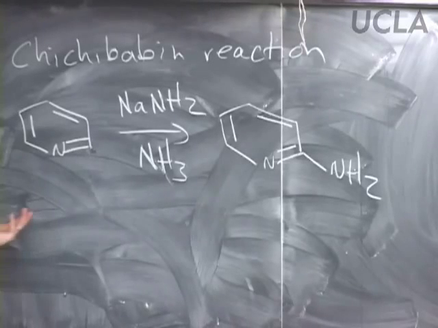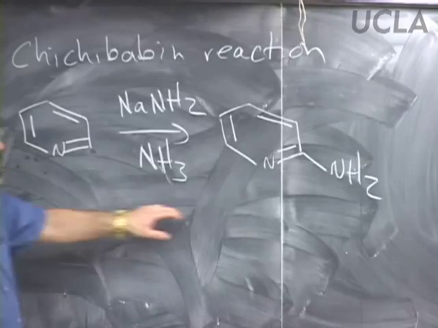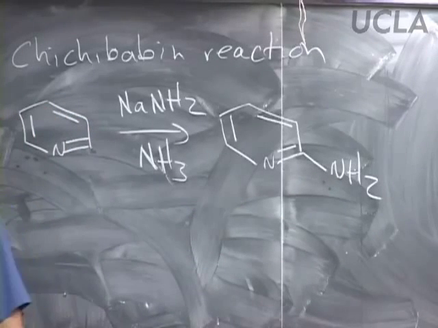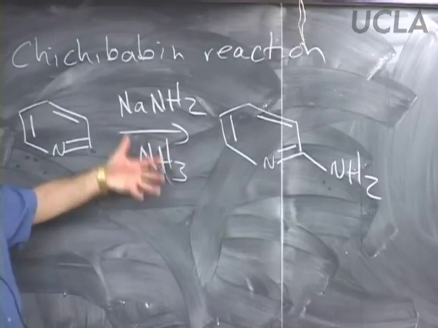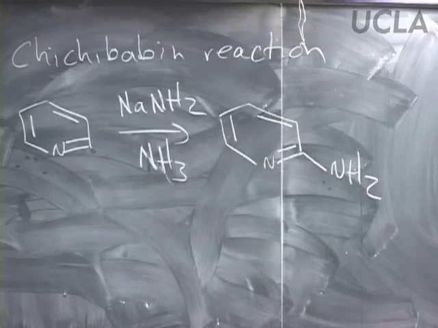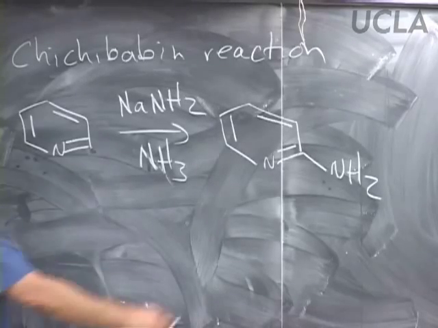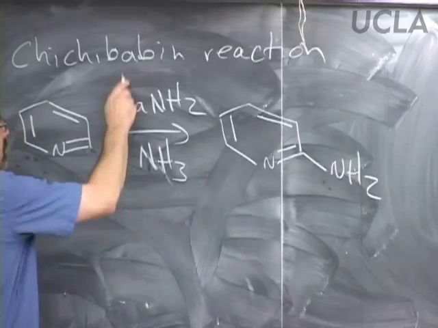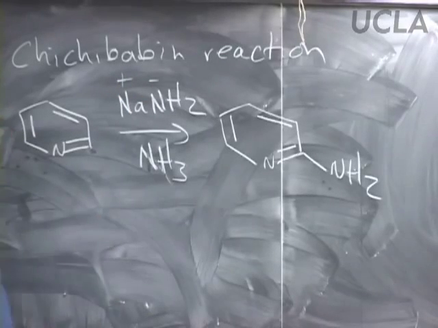Now, in terms of mechanisms, if you look at this, you'd say the only possibility that we know that's anywhere close to this is electrophilic aromatic substitution. Pyridine's aromatic, and I'm replacing one of the hydrogens on the ring. These are not electrophiles. So this is not electrophilic aromatic substitution. In fact, it looks like the NH2, remember this is Na plus NH2 minus, it looks like the NH2 minus is actually doing something to the pyridine.